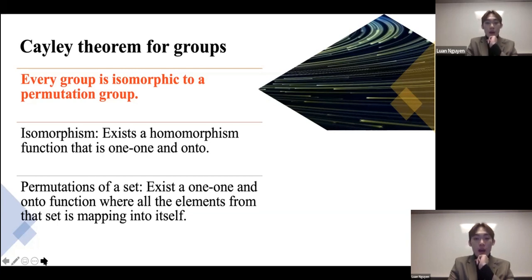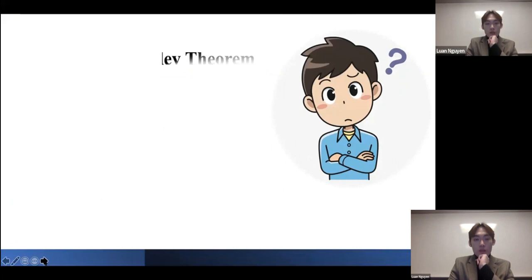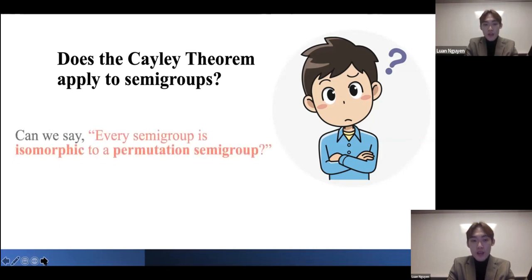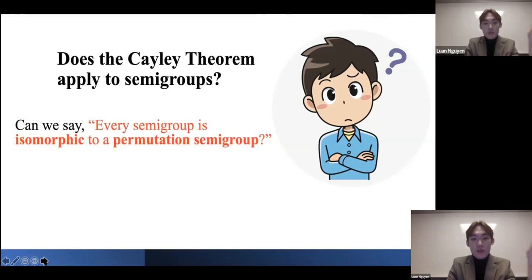And thus, I wonder: does the Cayley theorem apply to semigroups? Since a group is a subset of semigroups, does the Cayley theorem apply to semigroups? In other words, can we say every semigroup is isomorphic to a permutation semigroup? To make it clear, there are two things I need to worry about. First, isomorphic. The second is the permutation semigroup. Can we say permutation semigroup? And the answer is yes, we can say that.